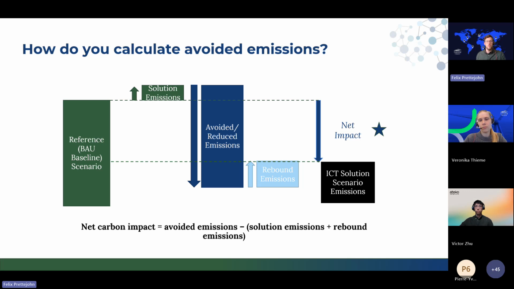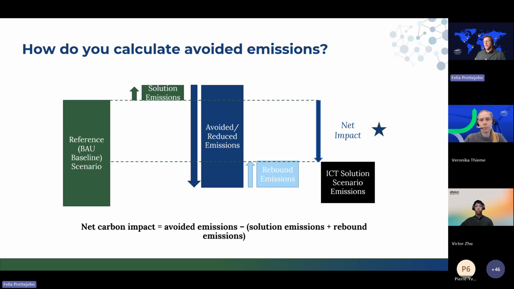And this is compared against the reference scenario, which is the life cycle emissions of all the activities that would have occurred without the ICT solution. And this is done using general LCA principles. So the complexity of the case study is really dependent on the complexity of the solution. And the amount of data that you need really depends on how each effect is measured. So there's no one size fits all or no one answer that we can give to say how much data you're going to need to collect.